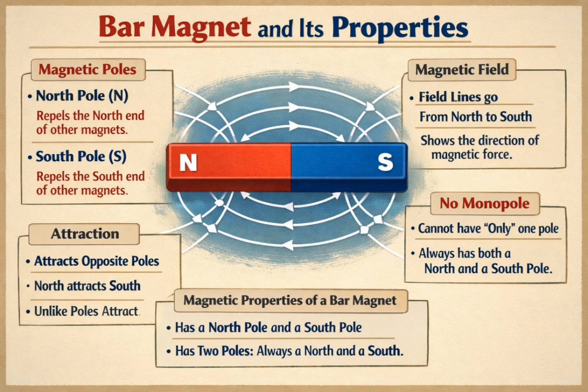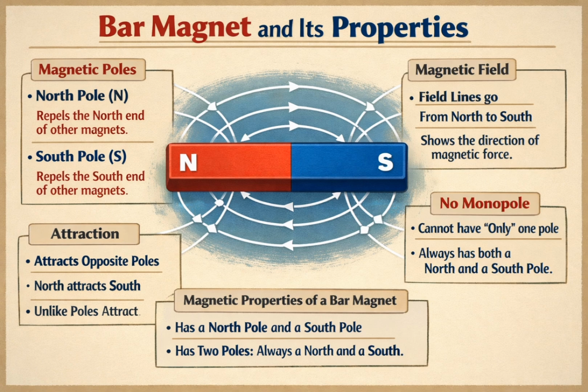Second property, directional property. When we suspend a bar magnet freely, this magnet always aligns itself in the north and south direction. And the third property: bar magnet poles always exist in pairs. Magnetic poles cannot exist alone. If a bar magnet is cut into two pieces, each piece will have both a north pole and a south pole.